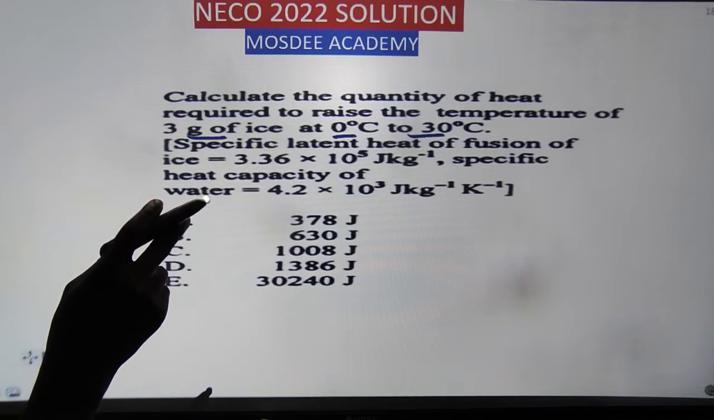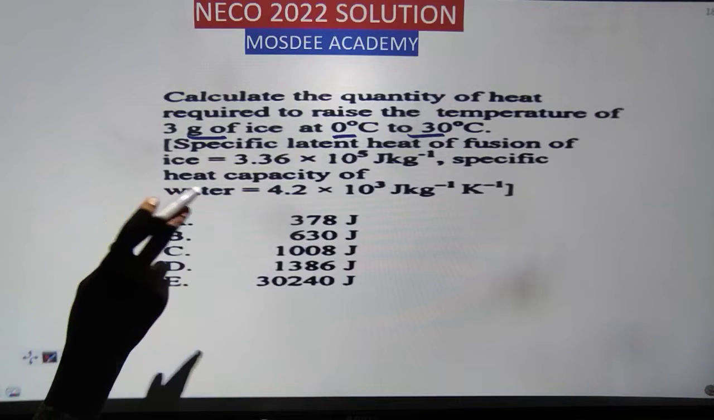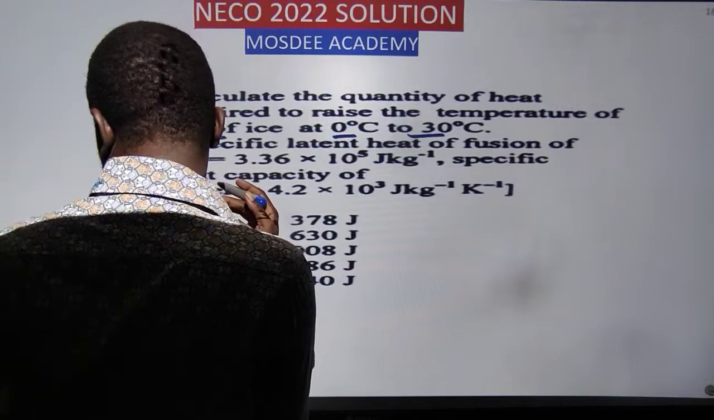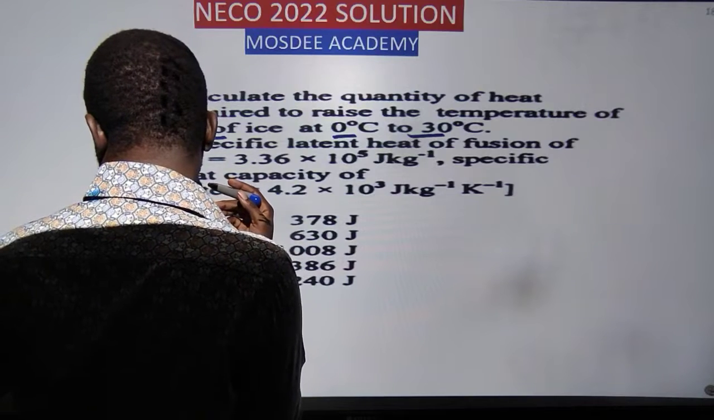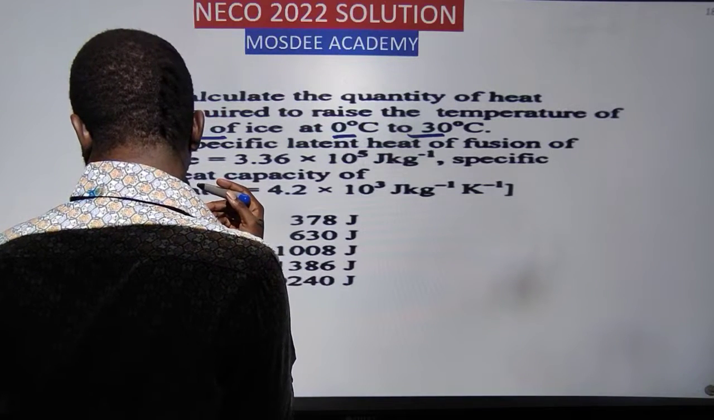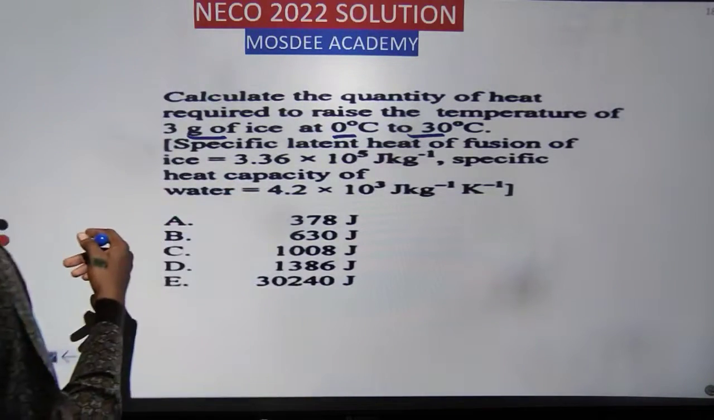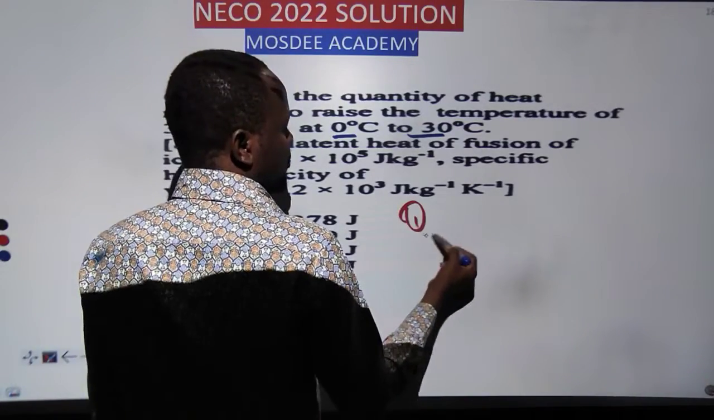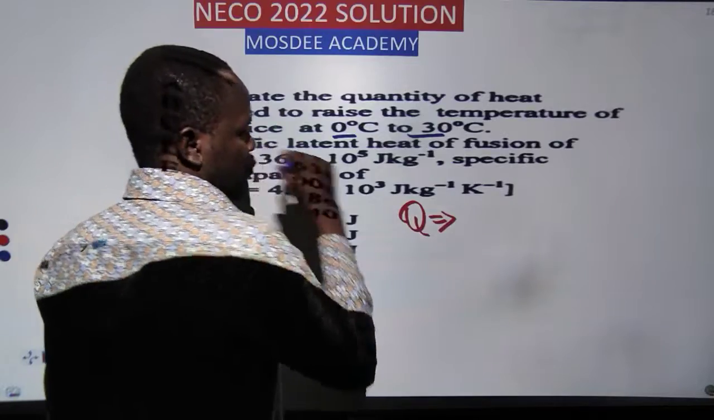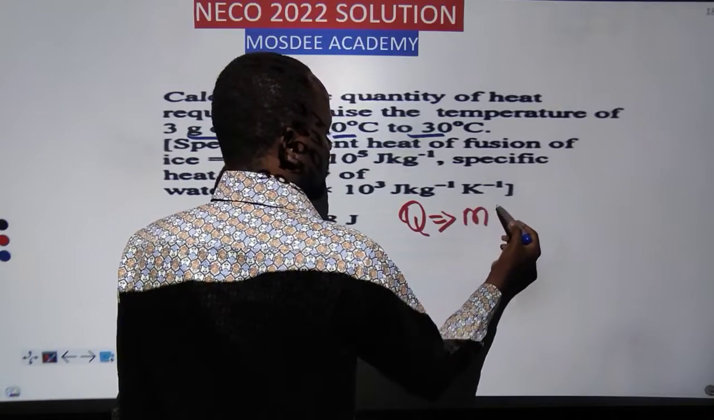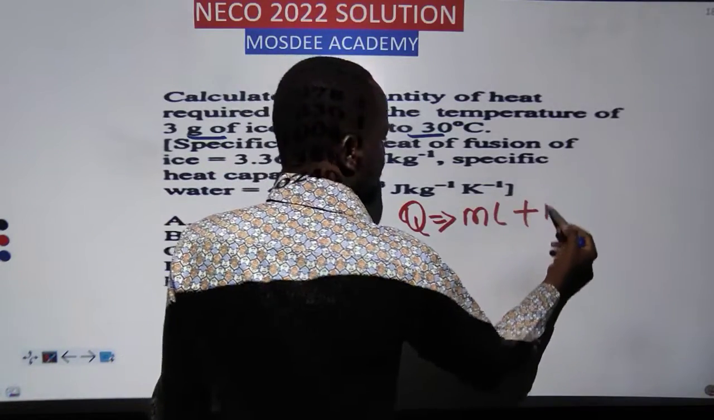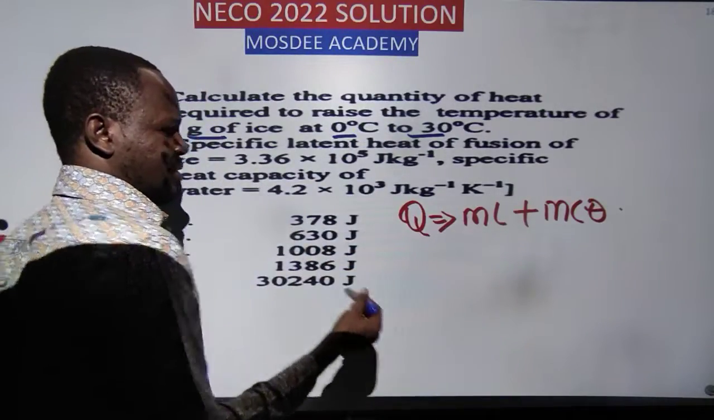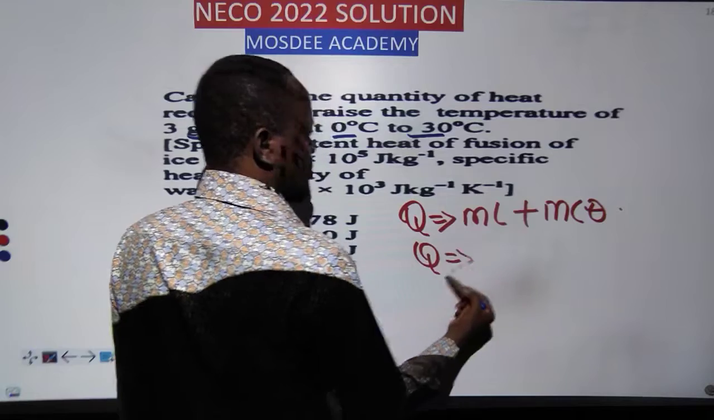The specific latent heat of fusion of ice is given, and specific heat capacity is given. So this involves 2 processes. If it involves 2 processes, the total quantity of heat is, for the ice melting without a change in temperature, ml, then with the change in temperature, mc theta. So that's why I said it's all about parameter distribution.